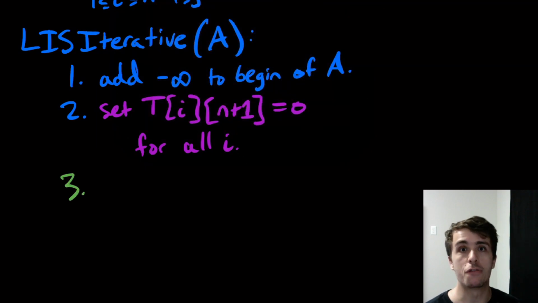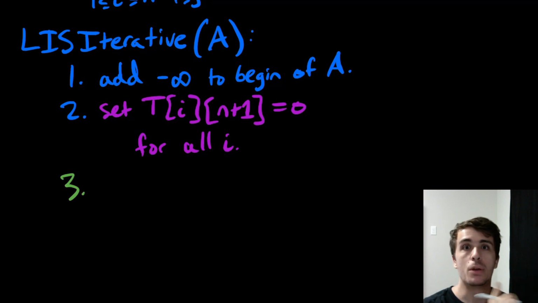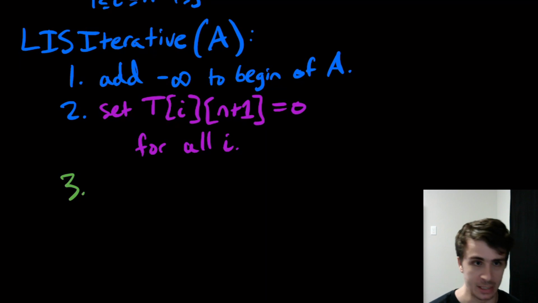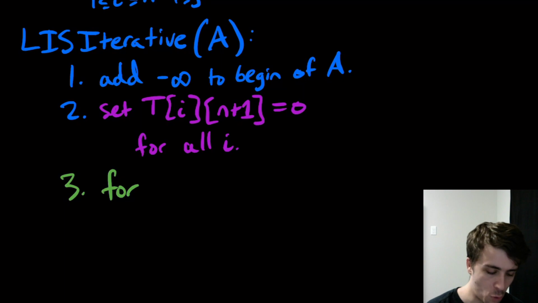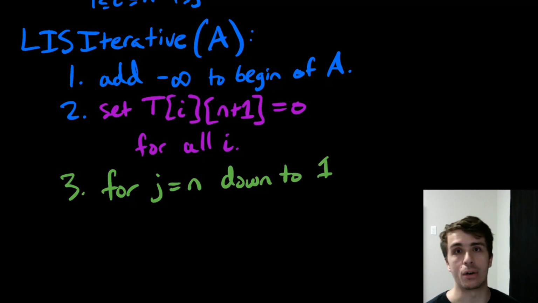So what is the next step going to be? Well, we're going to actually fill the table. And we're going to work backwards. Because if you think about it, the way that the algorithm worked was to build the array up. Now we're going to actually build the array down, and we'll see why that is in a few minutes. So we're going to go for j equal to n all the way down to 1. So instead of going up, we're going down. That means we're starting at the right column and working our way left.